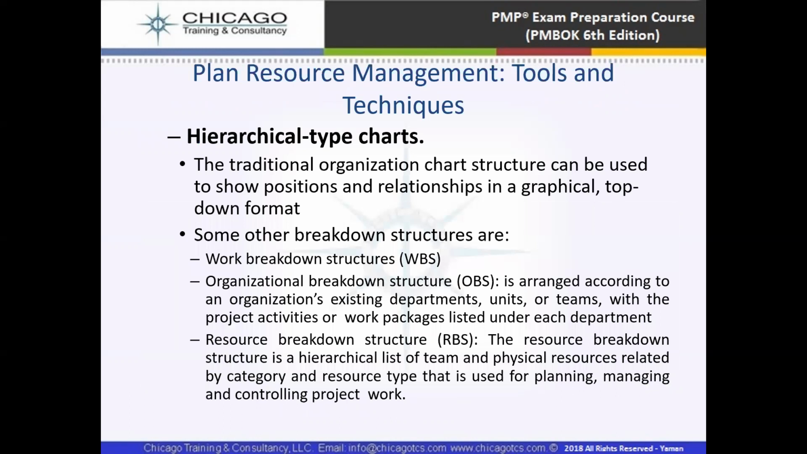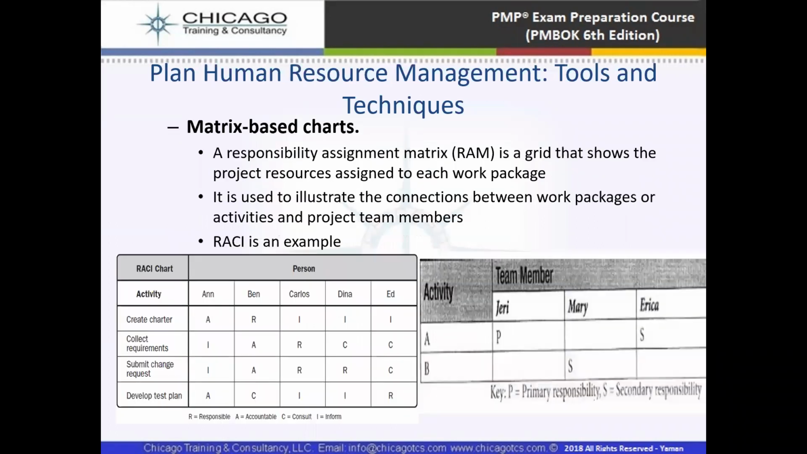We do also have hierarchical type charts, like the traditional organization chart, which can be used to show positions and relationships in a graphical top-down format. Some other breakdown structures are the work breakdown structure, organization breakdown structure, and resource breakdown structure, also in the hierarchical type charts. And then we have matrix based charts.